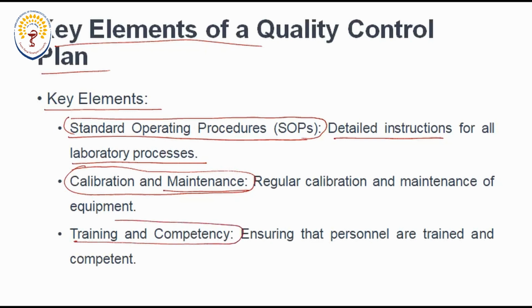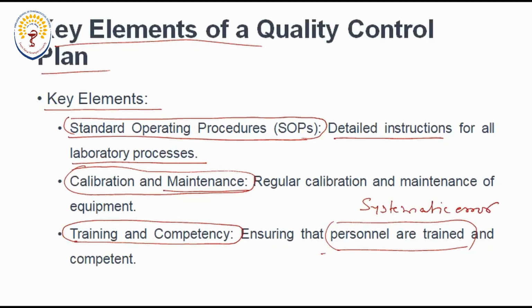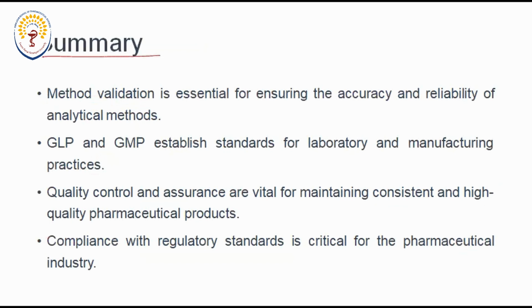Now, training and competency. Obviously, whatever we are doing, either running an instrument or doing any process, has to be done by personnel, and that personnel should be trained. If the person is not trained, it will give rise to systematic error. We don't want these kinds of errors to happen, because they will affect the quality of the product. So to control the quality, we have laid down SOPs, we have instrument calibration and maintenance, and we are also training the personnel. Now let us summarize our chapter.